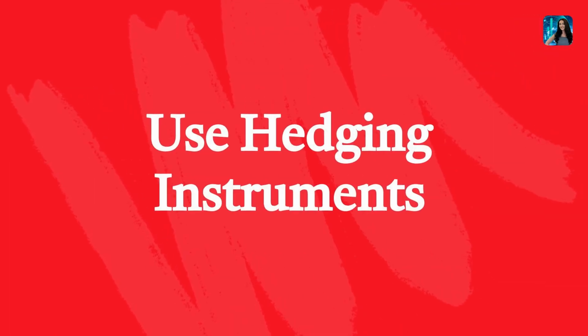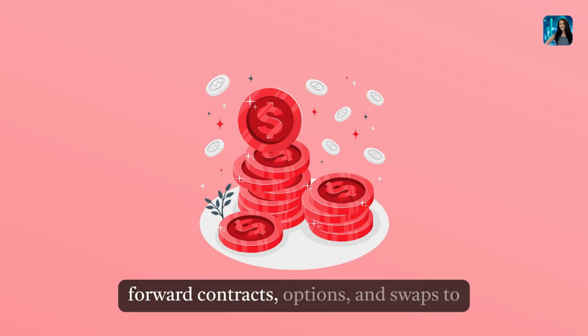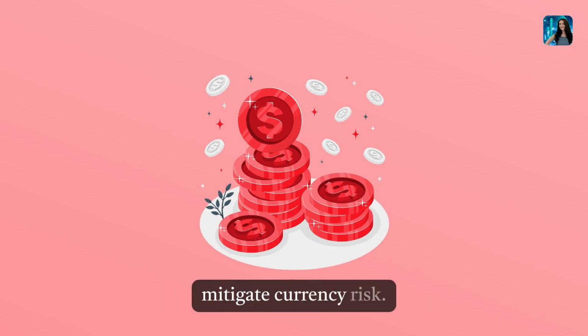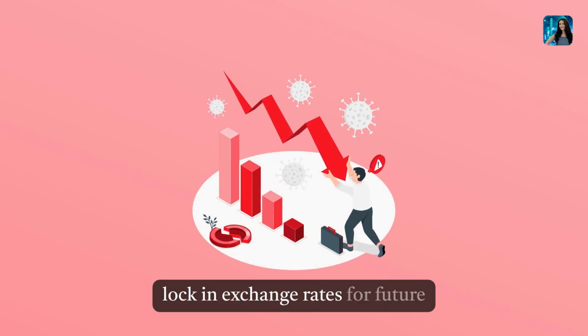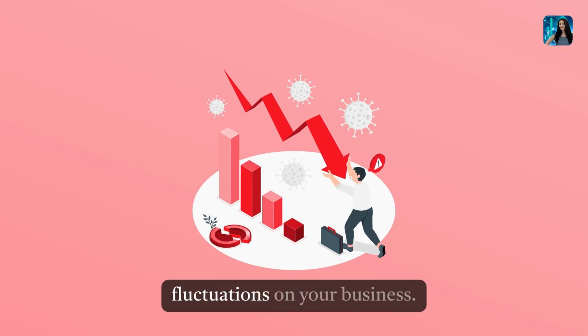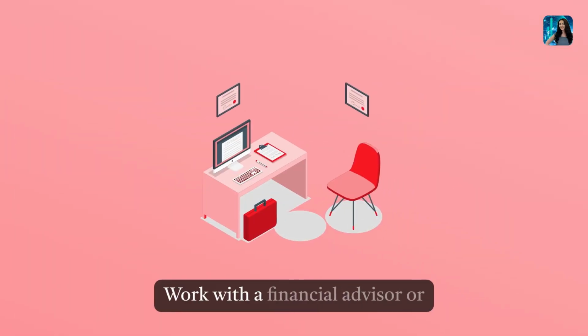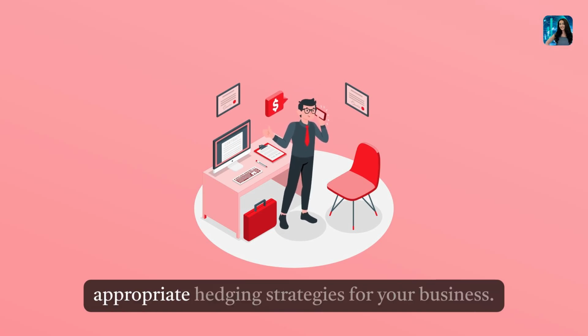Use hedging instruments. Consider using hedging instruments such as forward contracts, options, and swaps to mitigate currency risk. These financial tools allow you to lock in exchange rates for future transactions, reducing the impact of currency fluctuations on your business. Work with a financial advisor or currency specialist to determine the most appropriate hedging strategies for your business.